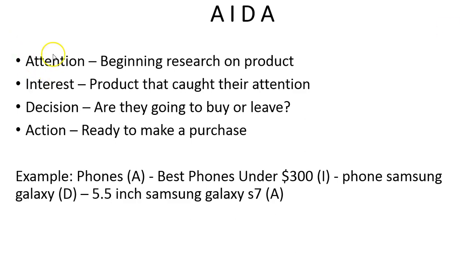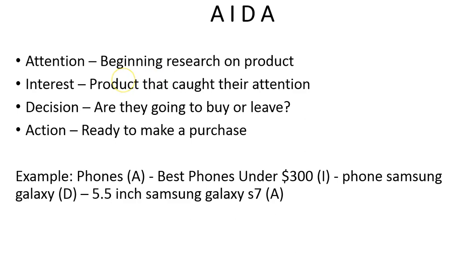The first A stands for attention. These are people that are beginning research on a product. They're just starting out, they're not sure what they want, they just want to see what's out there. Just phones or TVs or coffee, and they might just type that in. That's really, really broad, and a lot of people search for things like that because it gets broken down into many different categories.